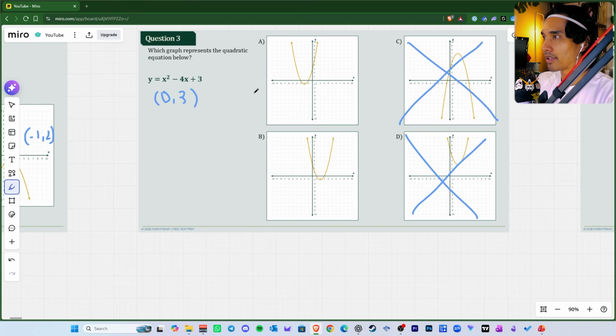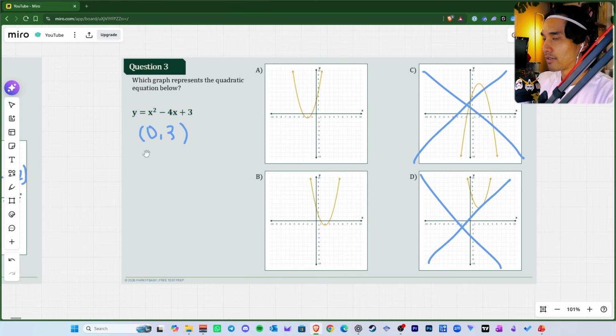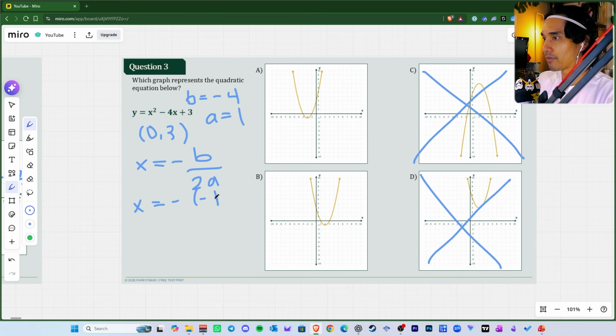Now, what is the last step I could do to confirm our answer choice? And that is finding the vertex. Okay, and in order to find the vertex again, we use x is equal to negative b over 2a. And let's go ahead and plug in our b and our a. And b is equal to negative 4, and then a is equal to 1, right? So we have x is equal to negative, and then this is negative 4 over 2 times 1, and then we get x is equal to 4 over 2 equaling 2.